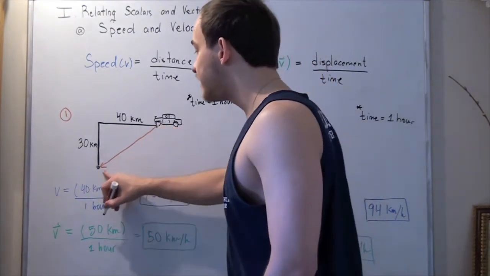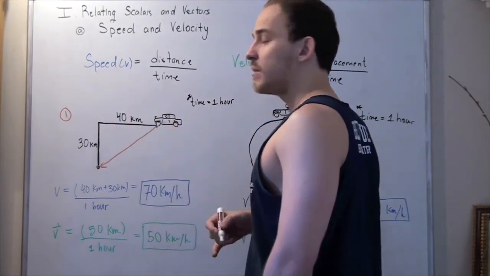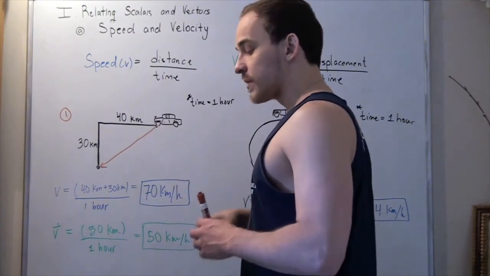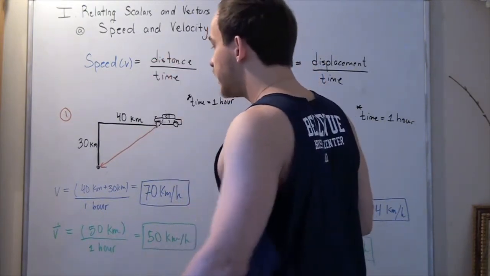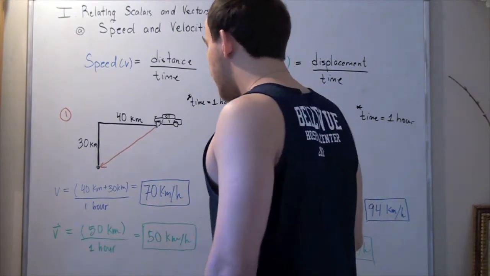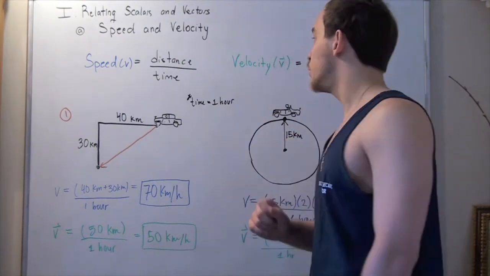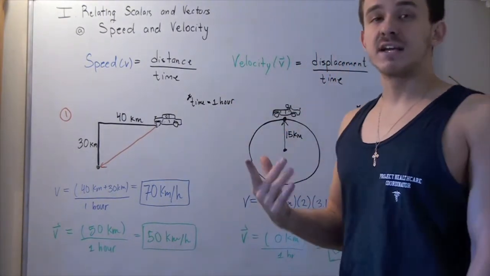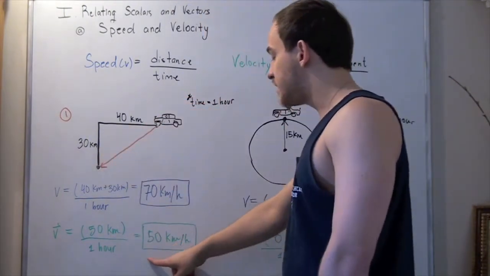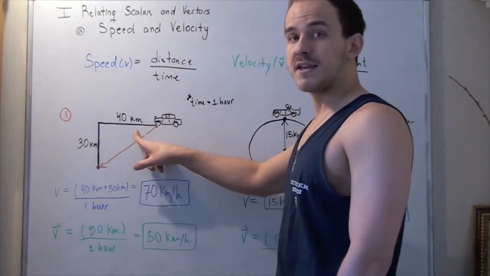To find this distance, I simply note that because this is a right triangle, I can use the Pythagorean theorem. So 30 squared plus 40 squared, and the whole thing square rooted gives me 50. So 50 kilometers divided by an hour gives me 50 kilometers an hour. That is the magnitude of my velocity. What's my vector, my direction? It's going this way, so 50 kilometers an hour going this way at some angle, let's call it theta.